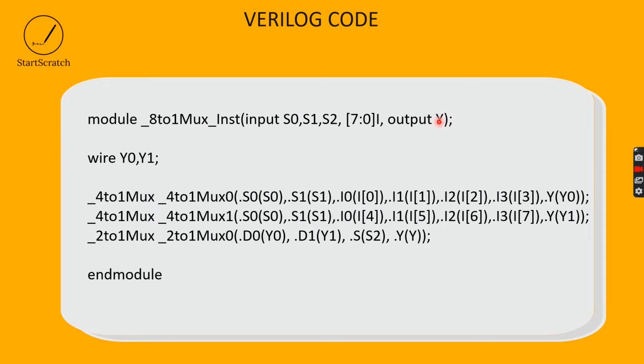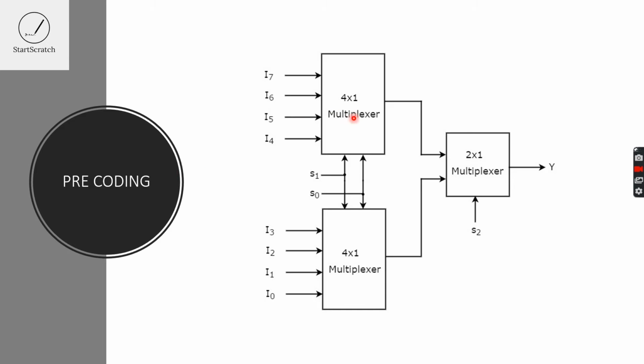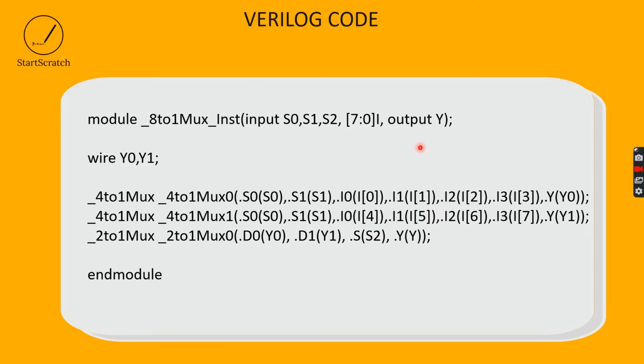And here is my output Y, and here I declared wire Y0, Y1. You can see here, this is Y0 and this is Y1. These are the wires. Here I instantiated by means of value. There are two kinds of instantiation, one is instantiation by means of place or position, and another is by means of value. First I will explain by means of place.